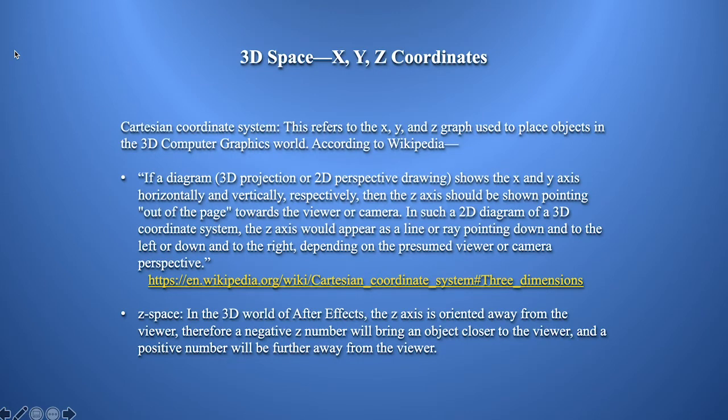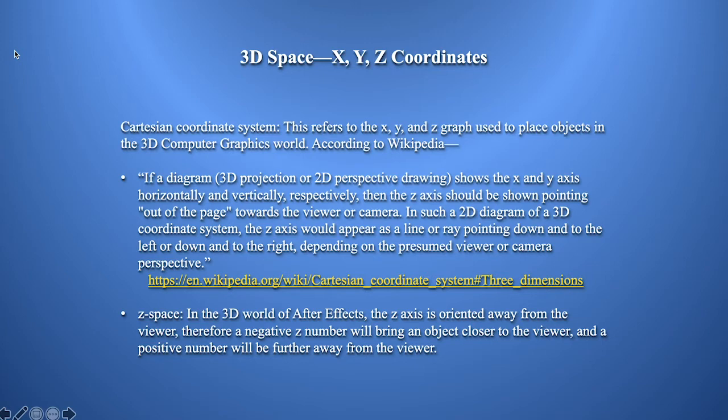3D space, X, Y, and Z coordinates. The Cartesian coordinate system. This refers to the X, Y, and Z graph used to place objects in the 3D computer graphics world. Cartesian because it was invented by a man named Descartes.